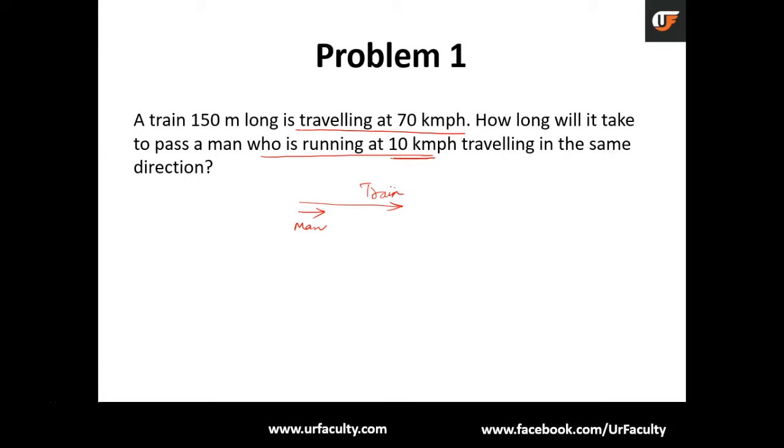Now, how do you solve such problems? We can assume that the man is a point for solving such problems and the train crosses him. So in such cases, the distance is typically the length of the train because it is going to cross that point. So if the man is here and the train starts crossing him, he starts moving a certain distance and it finally crosses him and goes, right?